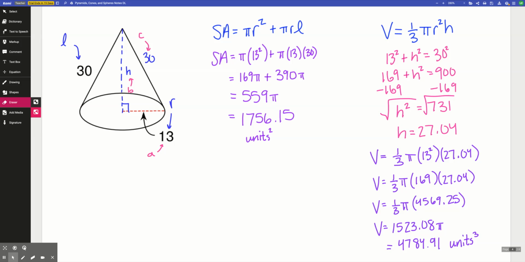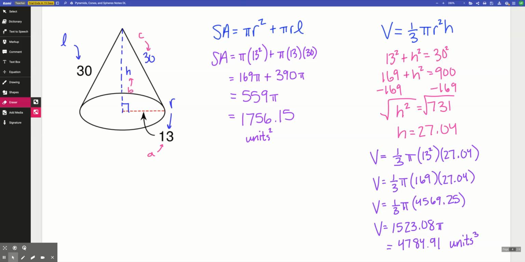So my surface area is pi times 13 squared plus pi times 13 times 30. 13 squared is 169, and 13 times 30 is 390. So I end up with 169 pi plus 390 pi. You can add those together and you get 559 pi. Once you get to that point, you have to plug that into your calculator: 559 times the pi symbol, then equals. When I did that, I got 1,756.15.